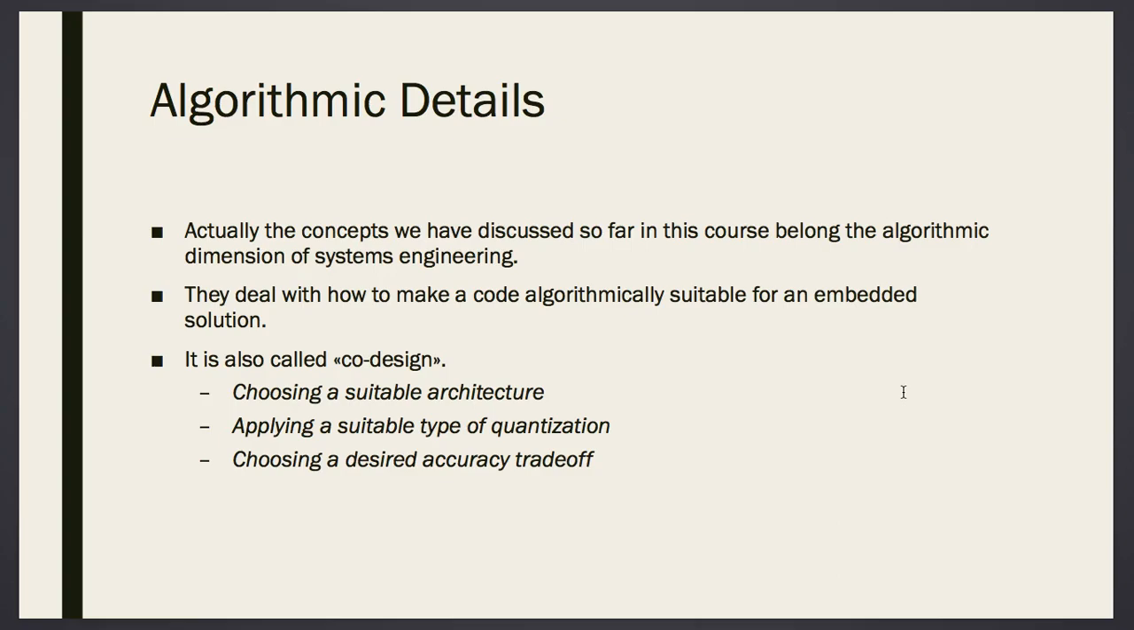You choose an inception network, or residual networks, or something very simple like an encoder, like AlexNet. Or you apply a suitable type of quantization, post-training quantization, or you do quantization-aware training because you need to do that. And in the end, when you're doing different levels of quantization, you choose a desired accuracy-quantization trade-off. Well, this co-design effort we have been doing so far is actually a systems engineering perspective.